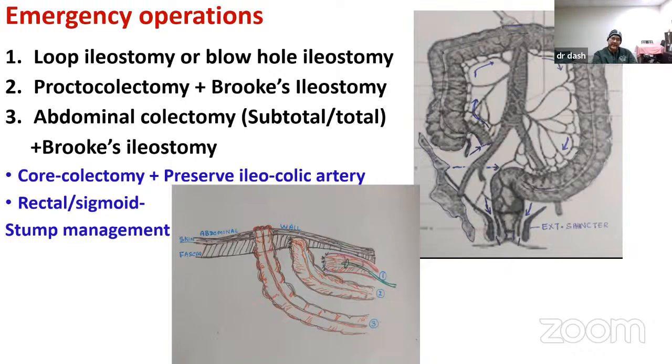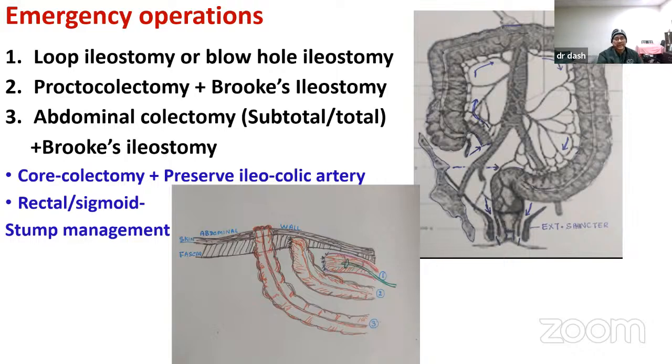The Brooke ileostomy by definition is an end ileostomy that has been matured. Actually, the loop ileostomy doesn't come under Brooke ileostomy, but somehow it has been interchangeably mentioned. It is an incontinent stoma, of course. And if we need a continent stoma, we can attempt for that by doing an abdominal colectomy, the proctocolectomy, and go for a continent stoma, but not in the emergency setting. I'll tell in the elective setting.